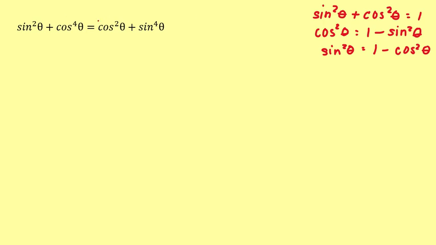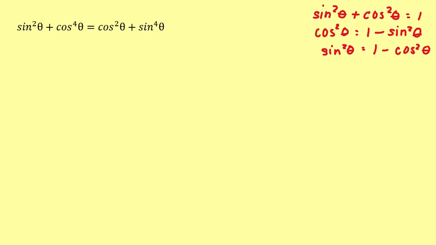Another thing I would like to say is that when you prove identities, you focus on just one side. Which side will you work on and come up with the expression on the other side? In this case, I would like to work on the right side.